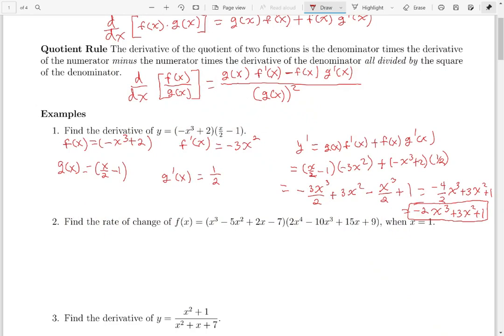Notice here that we say find the rate of change of f of x at a point. Now specifically, at a point means we are going to be plugging in a value after we take the derivative. And so really we will be finding f prime of 1. But we have to take the derivative before we can plug the 1 in, so we need to do that.